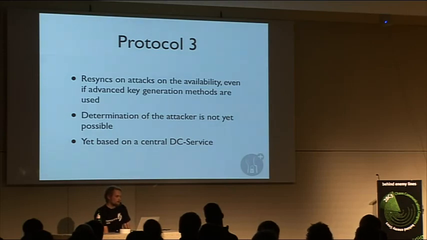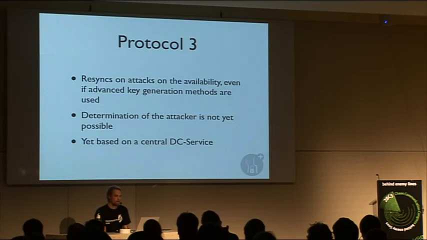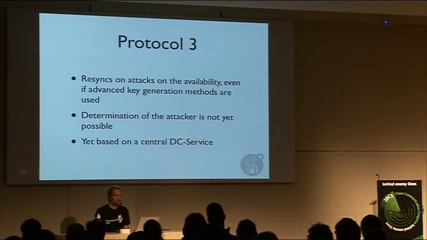The protocol as well resyncs on attack on the availability. So if somebody is disturbing the communication, as we already saw, the protocol is automatically resyncing, and also does it if advanced key generation methods are used. The flaws of the protocol are that determination of the attacker is not yet possible, as there is no management network available, and it's yet based on a central DC service.